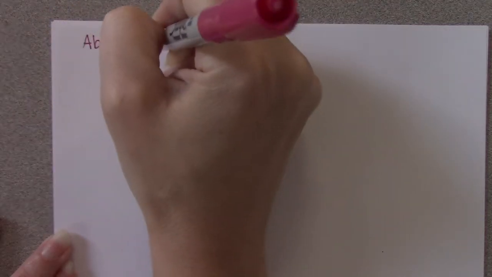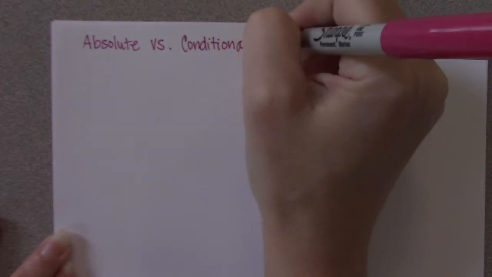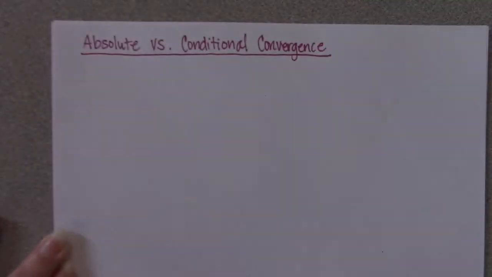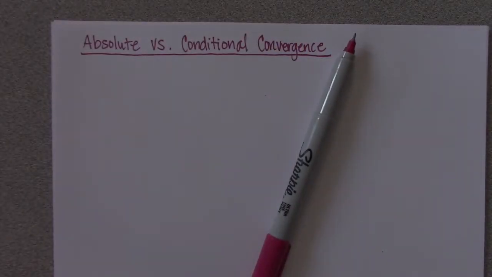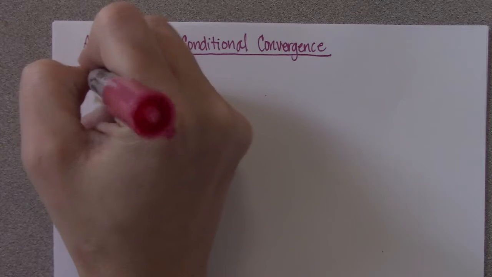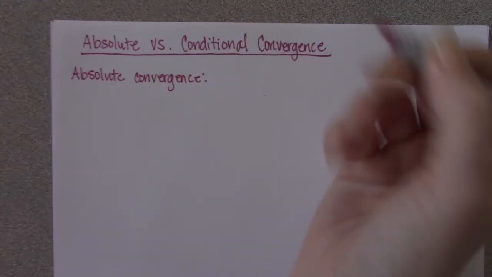So the next thing we need to talk about when we talk about alternating series is absolute versus conditional convergence. So once again, remember, math nerds are not really creative when they name things. Absolute convergence is going to involve taking the absolute value of something. That's a good way to do it. So, absolute convergence.